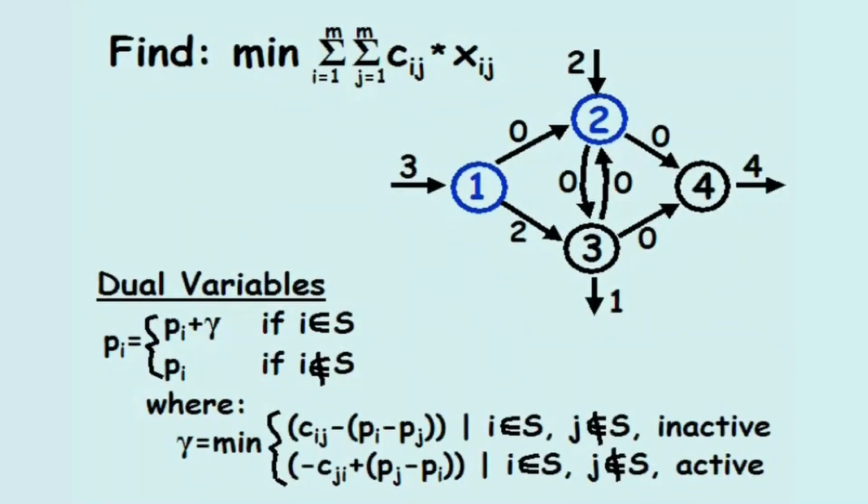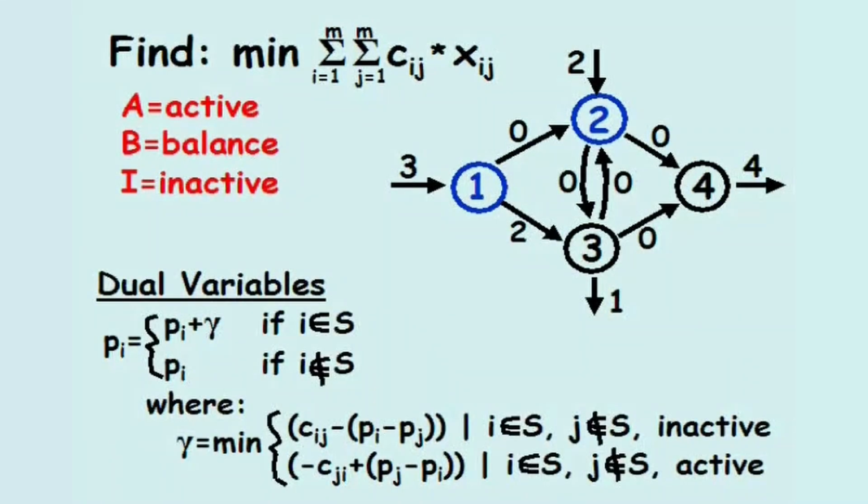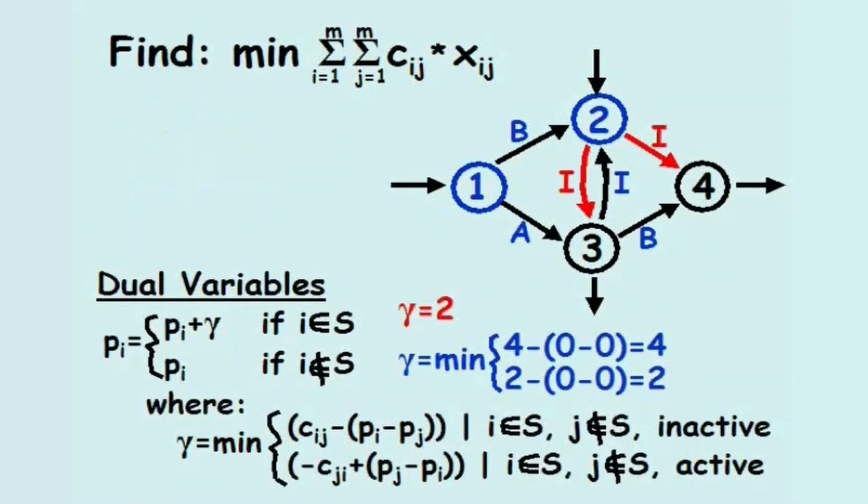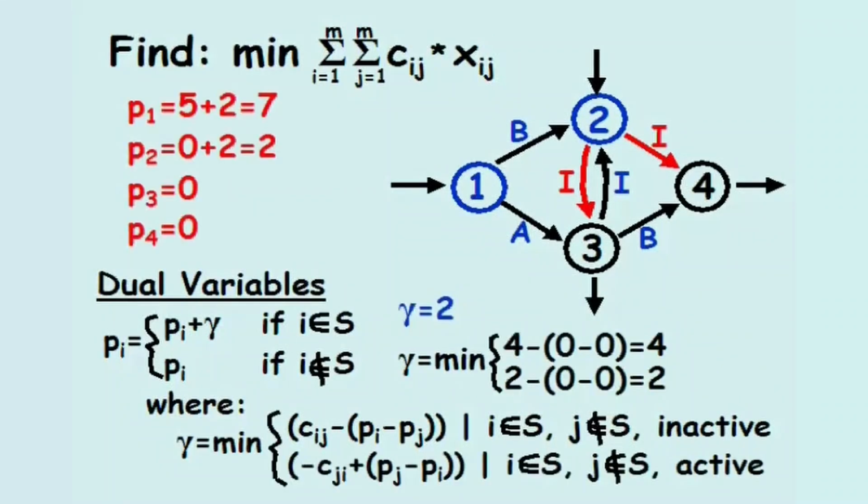If A equals active, B equals balance, and I equals inactive, the 6 links are labeled according to their current state, and the only links which satisfy the conditions used to compute gamma are the 2 inactive links leaving node 2, links 2, 3, and 2, 4. So gamma equals 2. The dual variables are incremented by 2 for nodes 1 and 2. Nodes 3 and 4 remain at 0.